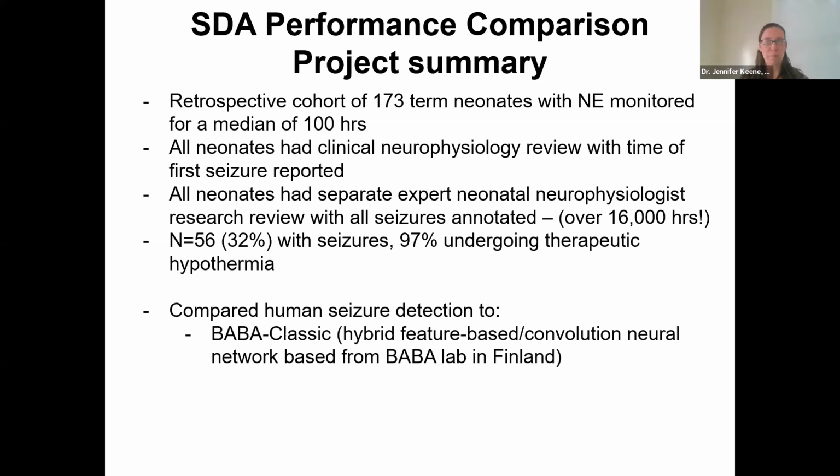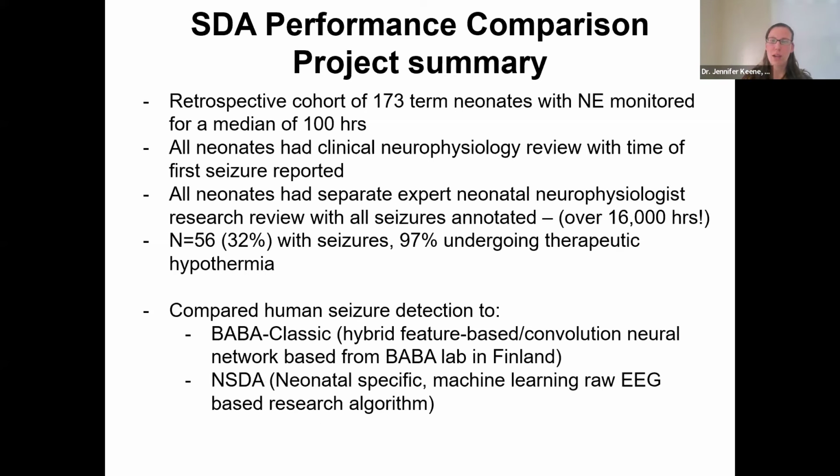One is BABA Classic, that's what we called it anyways, which is a hybrid feature-based convolutional neural network from the BABA lab in Finland. So this is one of those previous generation algorithms. And then we compared it to 2 new algorithms.